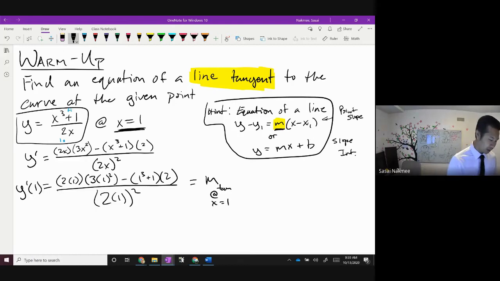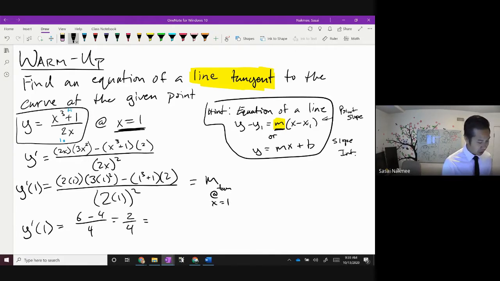Okay, so we're going to go ahead and simplify this out and evaluate this. So I have here in the top, this is going to be 2 times 3, which is 6, minus 2 times 2, which is 4, isn't it? Right? 2 times 2 is 4. And in the bottom right here, I'm going to have 2 squared, which is going to be 4 as well. So 6 minus 4 is 2 over 4, which tells me that the slope that I have here is 1 over 2.